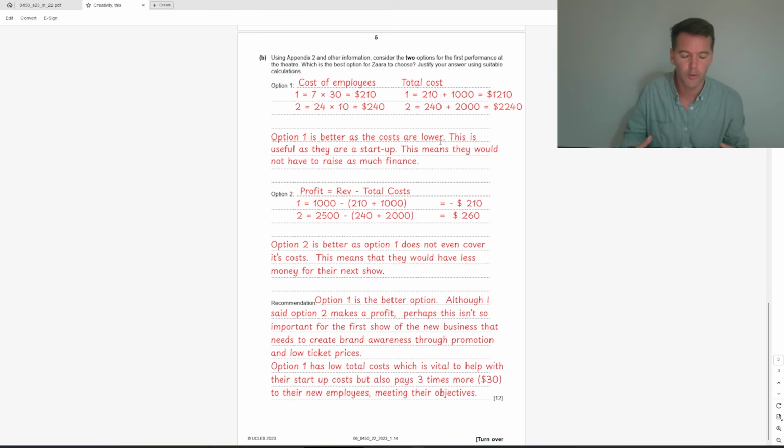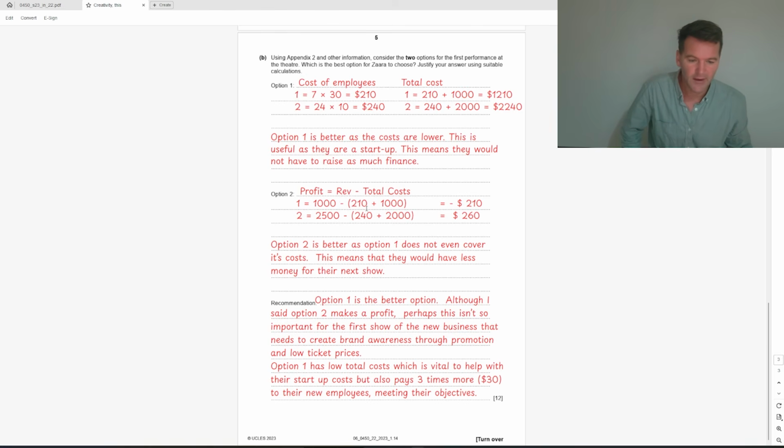Why is this so important for Zara? Well, I've remembered because I've felt it, I've scribbled it. They're a new business. They need low costs to start up. This means they would not have to raise as much finance. They didn't seem, when I was reading it, to have much money, so that would be great that they've got these low startup costs. Option 2 then, what's good about that?